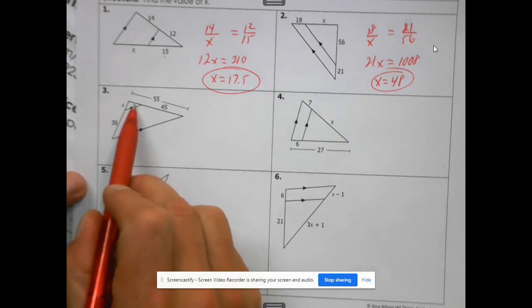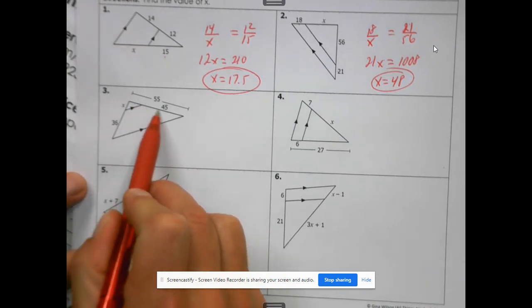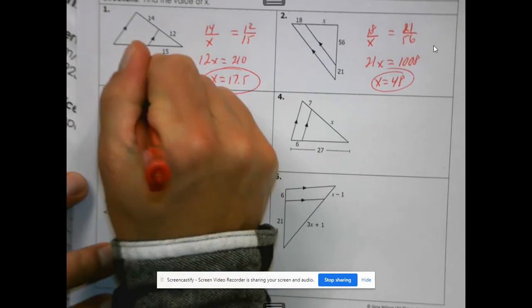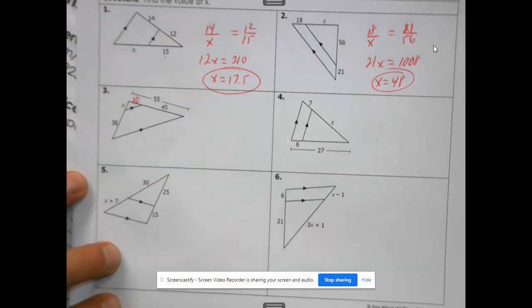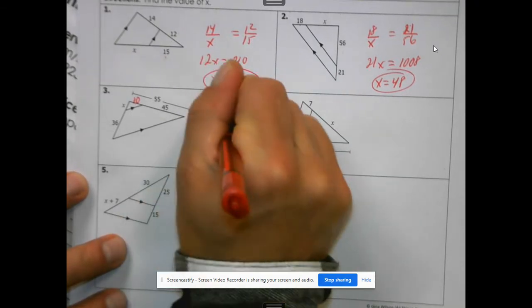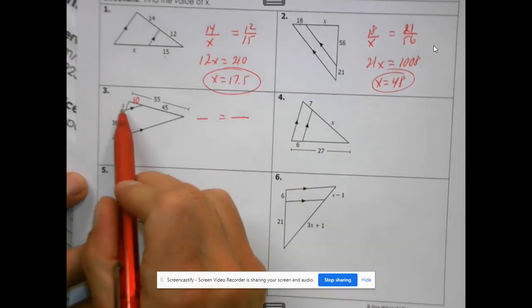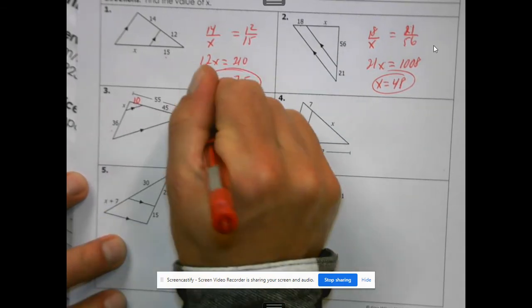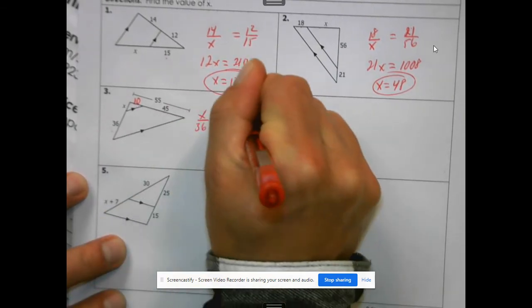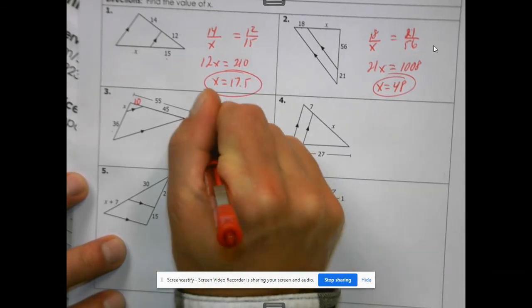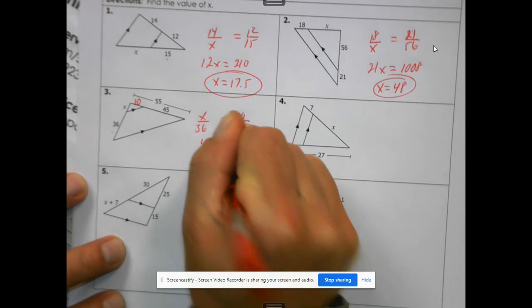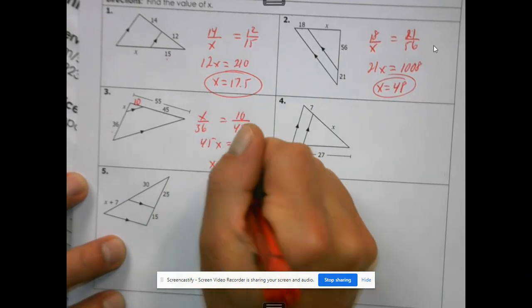Number 3. You got to find this distance right here first. The whole thing is 55. This piece of it's 45. So there's only 10 of it left for that piece right there. Then you can set up your proportion. I'll go top down, top down. I'm going to go x over 36 equals 10 over 45. Cross multiply, 45x equals 360. 45 goes into 360 8 times.